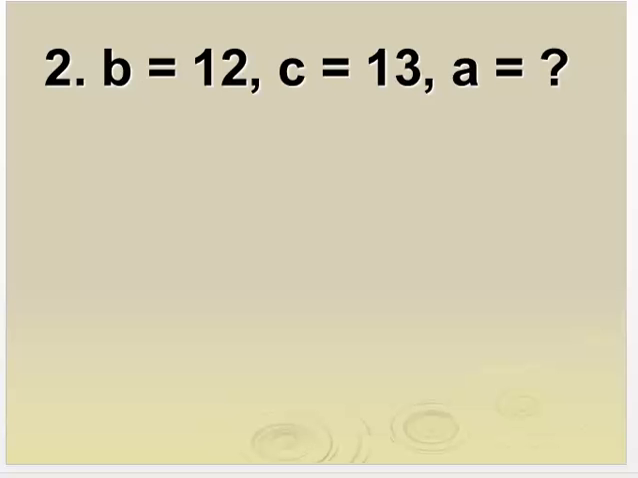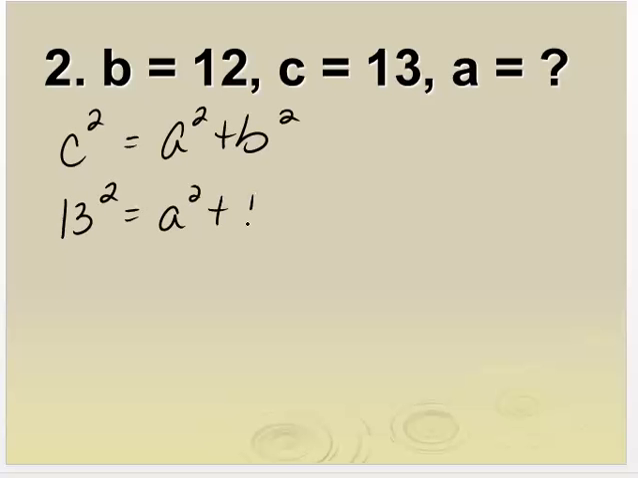Number 2, B is 12, C is 13, A is missing. Again, we're plugging in to A squared plus B squared, and I'm going to put my C squared first. We want to try to make this a habit. So 13 squared equals A squared plus 12 squared. 13 squared is 169. 12 squared, remember you're doing 12 times 12, is 144.